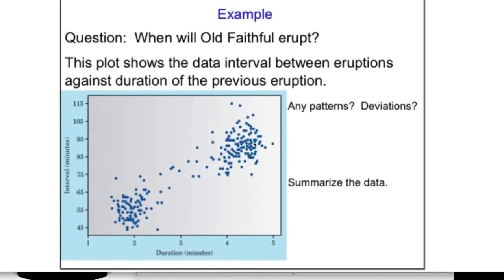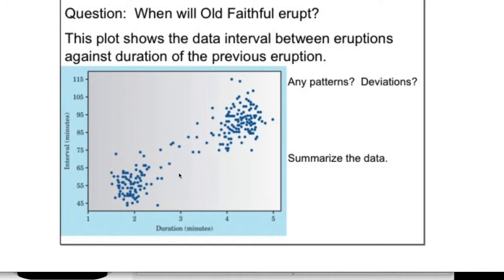I have an example here of a scatter plot. This scatter plot is data that was collected to try and estimate when Old Faithful will erupt next. Old Faithful, if you are blanking on what that is, is a geyser in Yellowstone National Park. A geyser is basically a water spout in the ground, and every once in a while it spouts up, or explodes, or erupts. In fact, we have the data here to see how often.